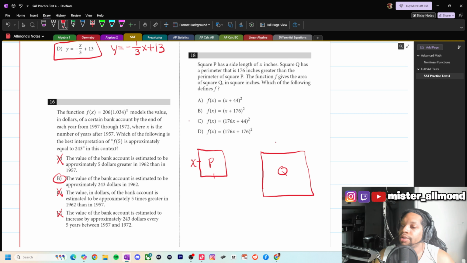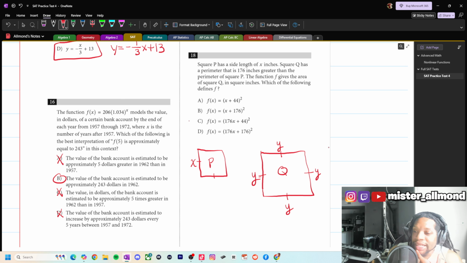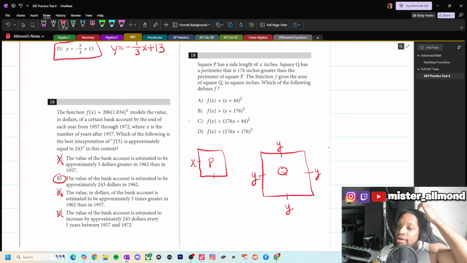And then perimeter equals 176. So I'm pretty sure I'm probably going to have to find the sides of one of these. I'll call it Y. I could solve for Y right now since I know that all four sides are the same. Am I going to even have to do that though? Let's see. The function f gives us the area of square Q in square inches. Which of the following defines f?